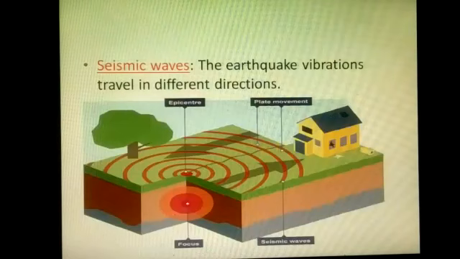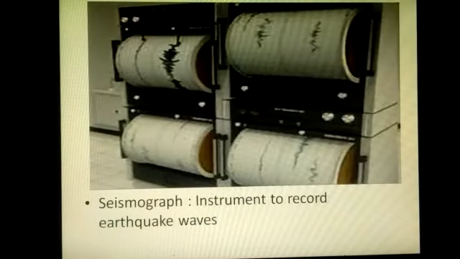And the seismic waves. From the focus, vibrations travel in different directions in the form of seismic waves. Seismograph. The seismograph is an instrument used to record earthquake waves. The magnitude, that is the strength of an earthquake, is measured by the Richter scale.